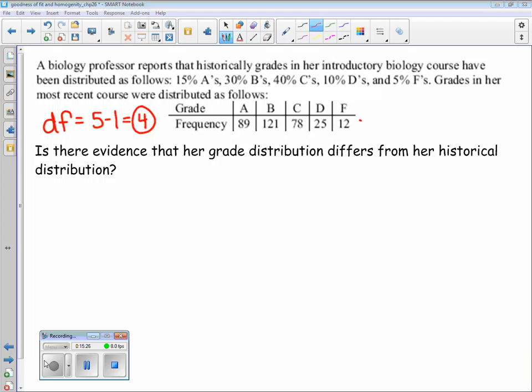Remember in the formula for chi-squared we saw an observed and an expected. Which ones are these? These are the observed. This is what happened in her class, right? These are the observed values. We're going to find the expected in just a minute. You have to find those. They aren't just given to you. So we have the observed.